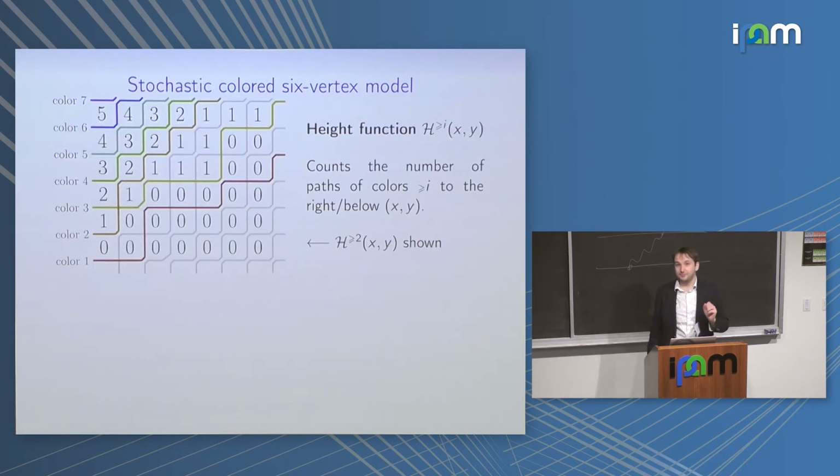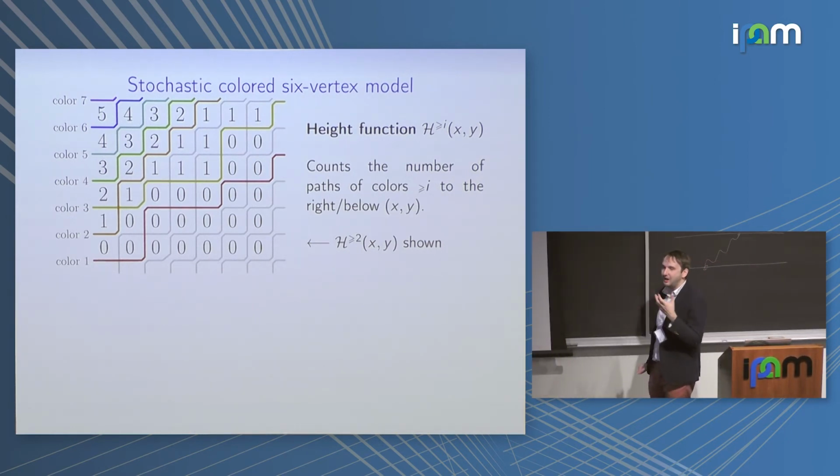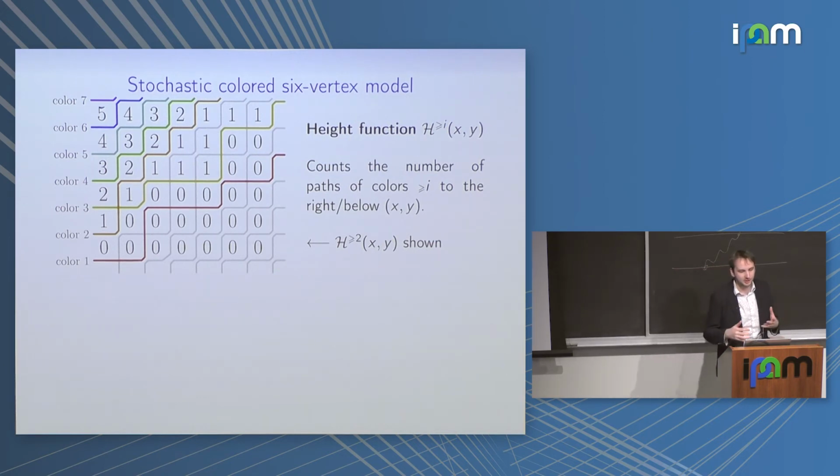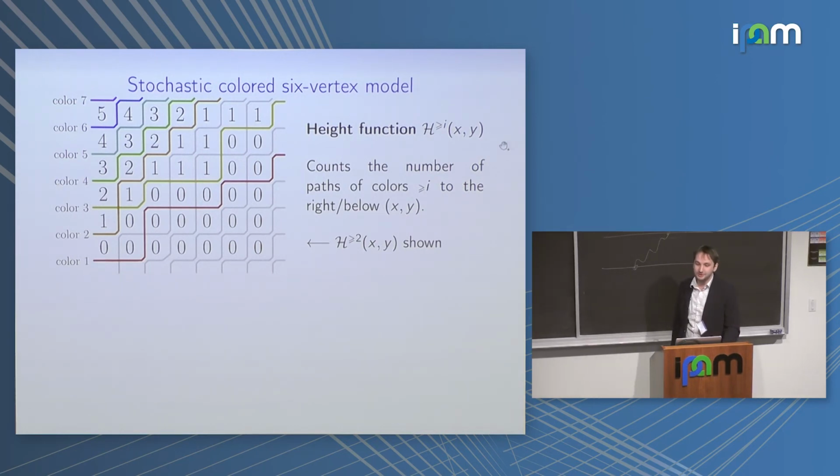Okay, now what is the shift invariance for this particular model? In order to speak about the shift invariance, what you need to define is the so-called height function. So the height function is just a way to think about the model. Instead of thinking about configurations, you will be thinking about certain integer valued functions. These functions will be parameterized by colors, and the height function h_{≥i}, for a given point x and y, will be counting the number of paths of colors greater than or equal to i, which pass to the right or below from a given point x, y.